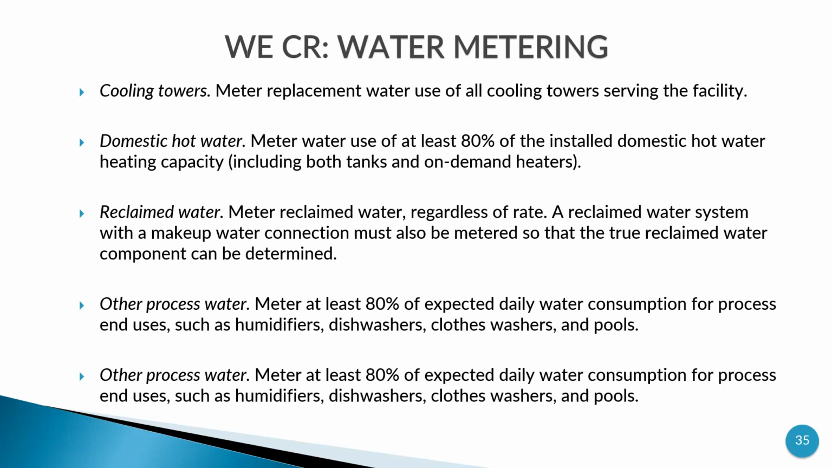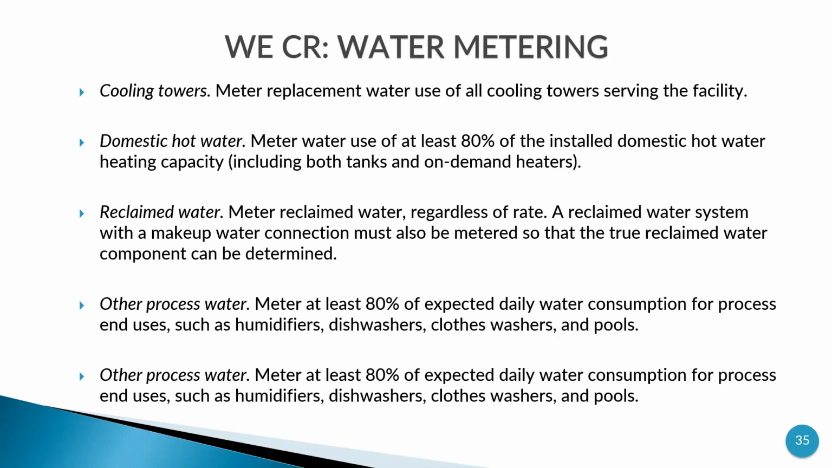Coming to the fourth system, domestic hot water: meter water use of at least 80% of the installed domestic hot water heating capacity, including tanks and on-demand water heaters. Fifth one, reclaimed water: meter reclaimed water regardless of rate. A reclaimed water system's makeup water connection must also be metered so that the true reclaimed water component can be determined. What is this reclaimed water? It's a makeup water. Other processed water, sixth one: meter at least 80% of expected daily water consumption for process, that is humidifiers, dishwashers, clothes washers, pools, and all these things. This is called processed water.